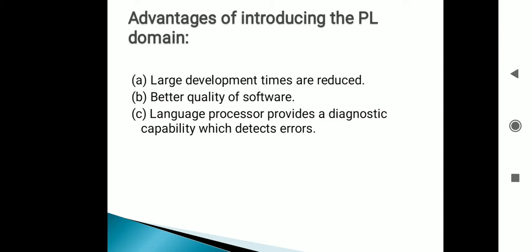The next one is better quality of software, by reducing the time. After that, the third one is that the language processor provides a diagnostic capability which detects errors. That is the third advantage. So the PL domain provides: first, large development time is reduced; next, better quality of software; and third, the language processor provides diagnostic capability which detects errors.